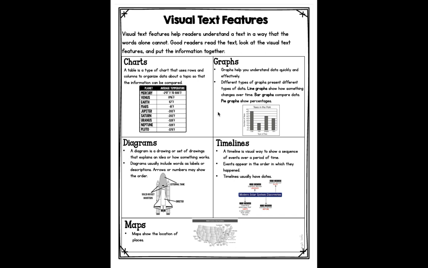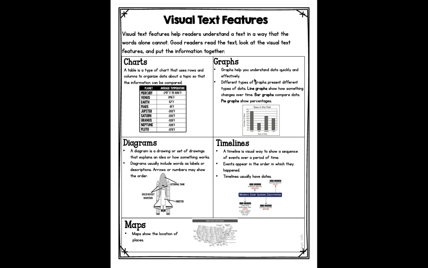So some common visual text features are charts. So you'll see something like a table that uses rows and columns to organize data about a topic so the information can be compared. So if you were looking at this chart, you would know that these are the planets they're talking about, and this is the average temperature on that planet. So you could have a question like, what is the average temperature of Venus? And it might not tell you that in the text, but you could look at this chart and say, oh, the average temperature of Venus is 896 degrees Fahrenheit.